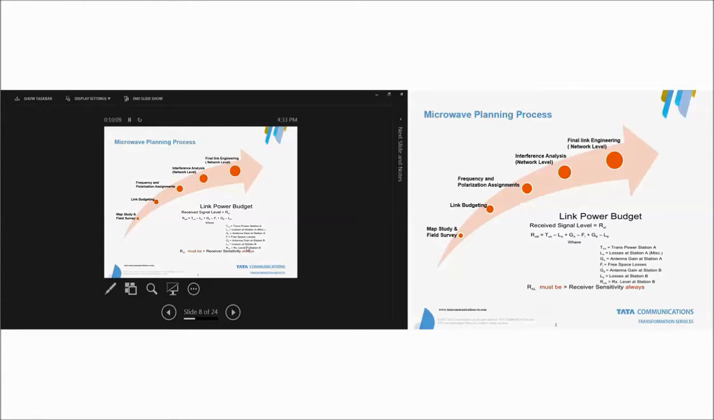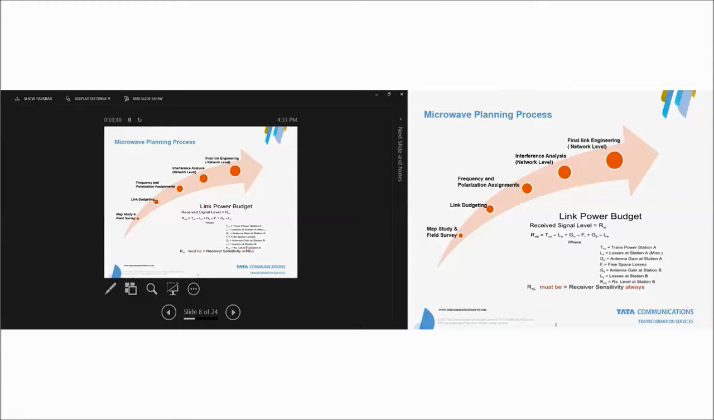Field survey is nothing but inspecting the site physically, where you can identify possible obstacles. The equipment used for field survey are GPS and altimeter. GPS, as everyone knows, is the Global Positioning System. With the help of GPS, you can locate the lat long of the particular location, and the altimeter is used to measure the AMSL. AMSL means above mean sea level of the location where you are going to install the microwave link.